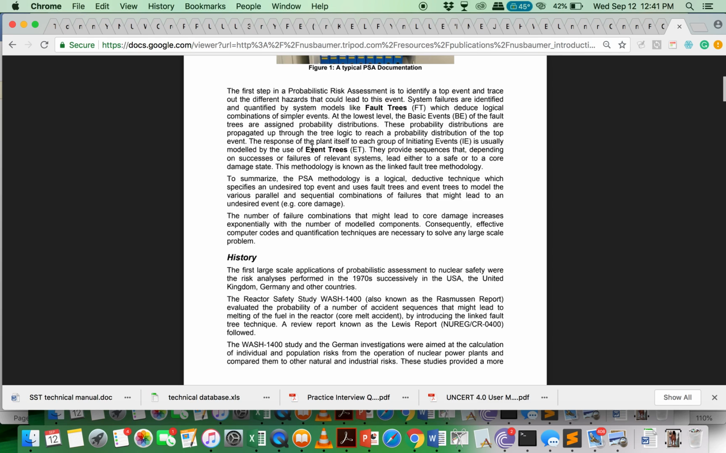The response of the plant itself to each group of initiating events is usually modeled by the use of event tree.